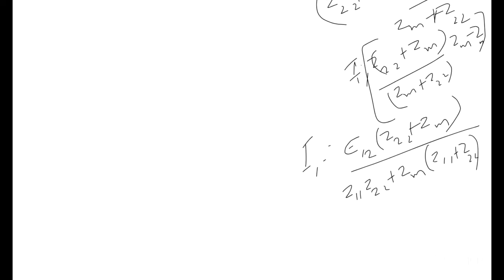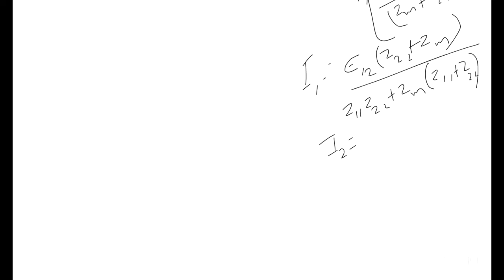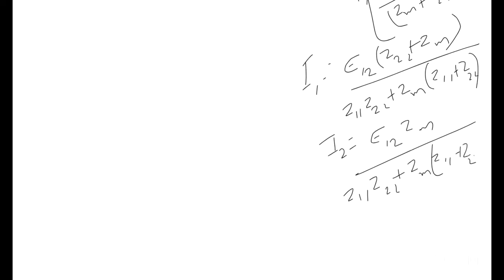Again, this I1 value I am substituting in equation 15.1. We will get the I2 value. After substituting this, what is the I2 value? After simplification, I2 value equal to E12 times of Zm by Z11 Z22 plus Zm times of Z11 plus Z22. So this I1, I2 we got only for the first case.